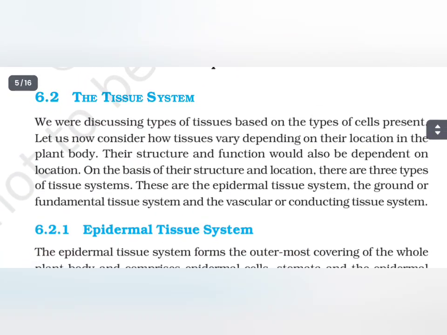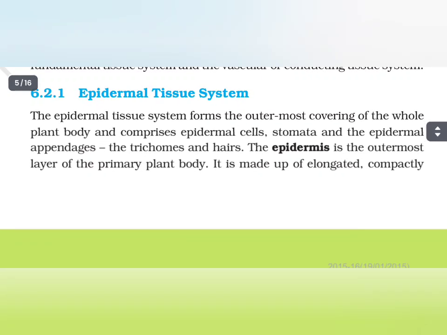The tissue system. We were discussing types of tissues based on the types of cells present. Let us now consider how tissues vary depending on their location in the plant body. Their structure and functions would also be dependent on location. On the basis of their structure and location, there are three types of tissue system. These are the epidermal tissue system, the ground or fundamental tissue system, and the vascular or conducting tissue system.